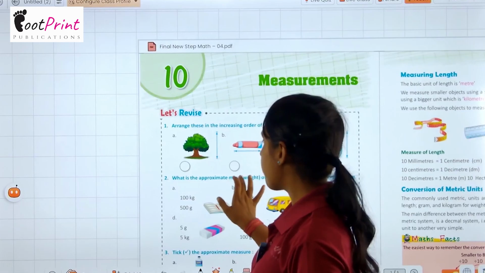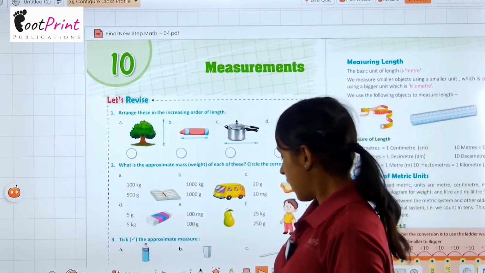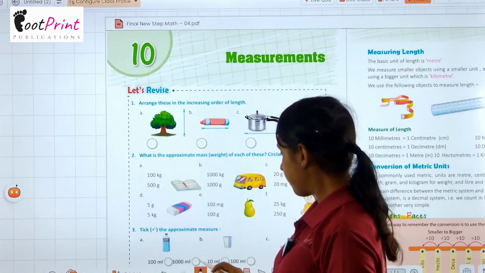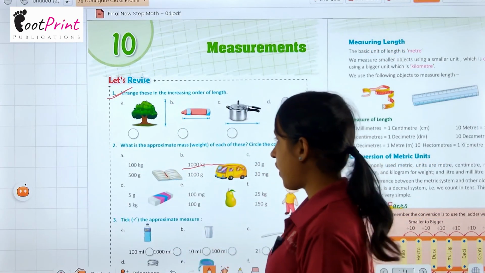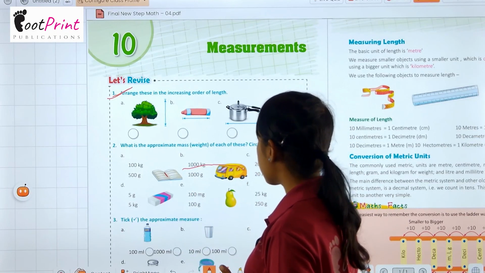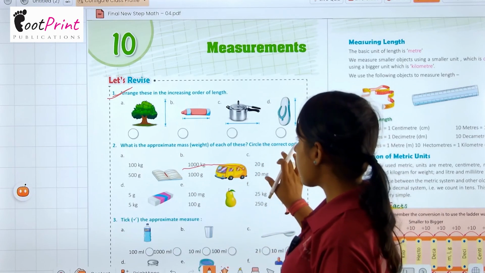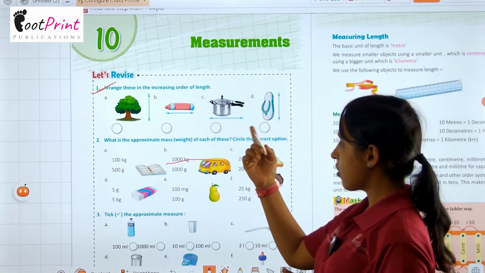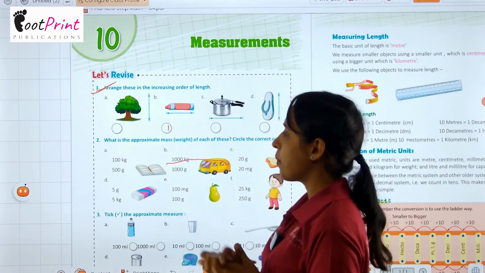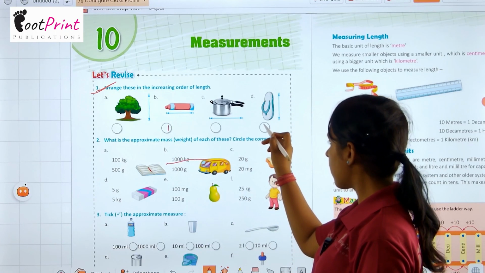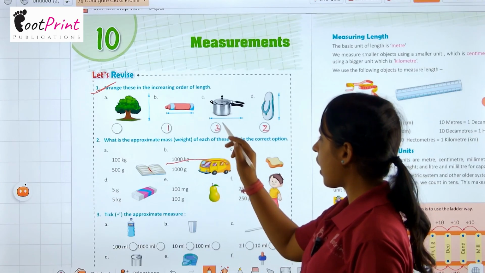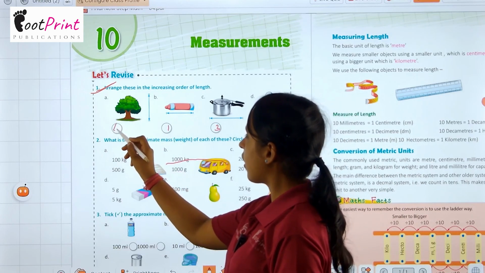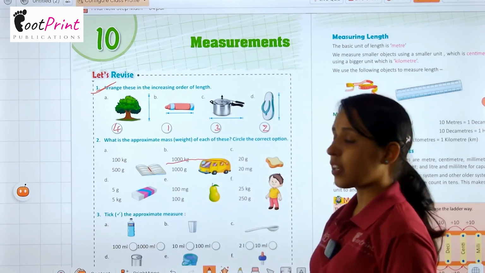Before starting our chapter, let's revise our previous learning. Question number 1: Arrange these in the increasing order of the length. In increasing order, we have to arrange them by looking at the length. The smallest will be the length of crayons, then the length of slippers second, and at the third number we have the length of cooker, next we have the length of tree. In this manner we can arrange it.